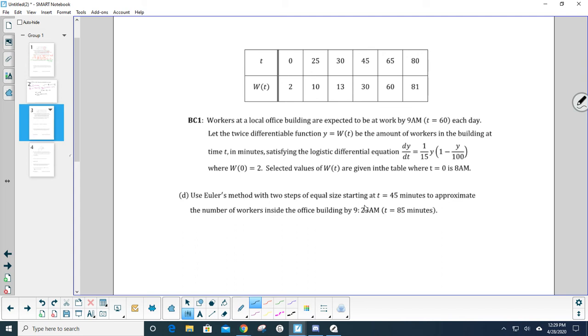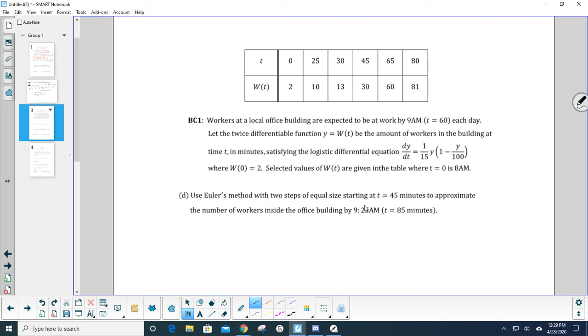I subbed both those numbers, the 30 and the 58, into the differential, the dy equals the 1/15th y, and so on, the thing they gave us, and got those two values. And then I approximated the 85 from that. Okay. And again, I'm sorry, that was worth 2 points, a point for the Euler's method and a point for the approximation.